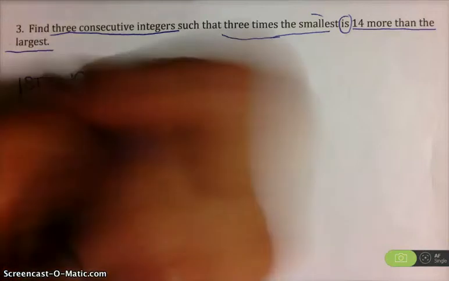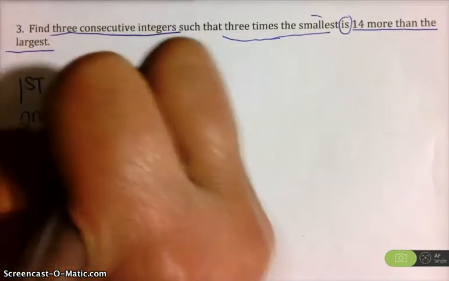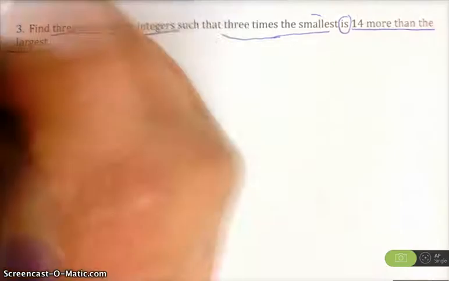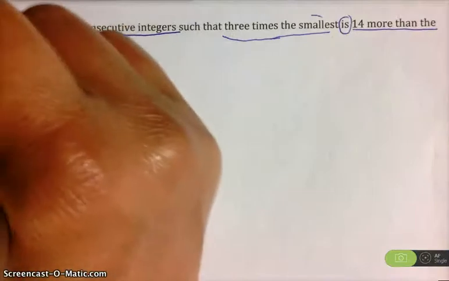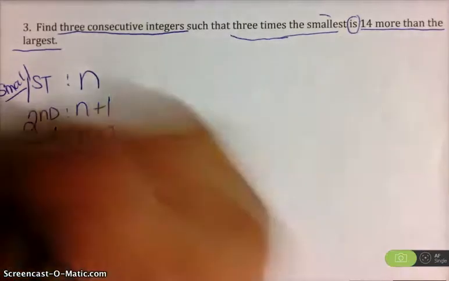Okay, the first one is n. Second one is n plus 1. Third one is n plus 2 because they're consecutive and they're going to increase by 1. Then it says 3 times the smallest. Well, if they're in order, this is the smallest, and the third one would be the largest.